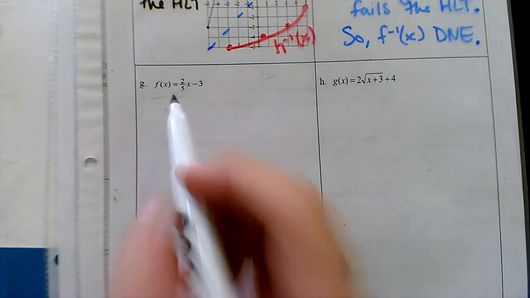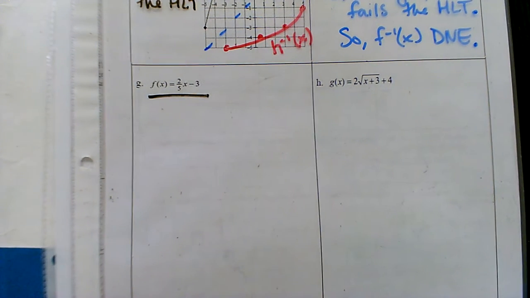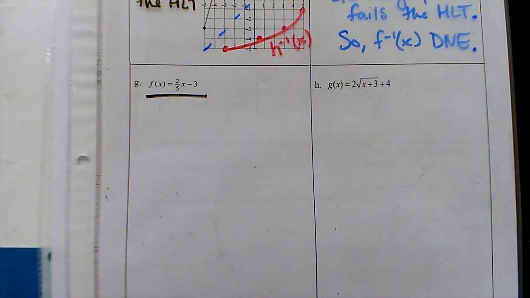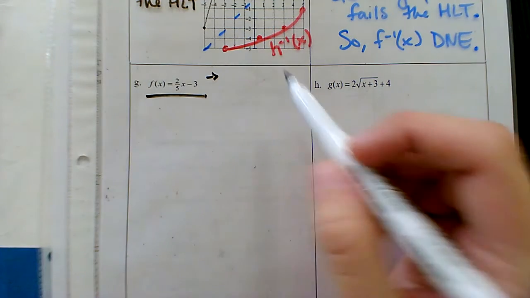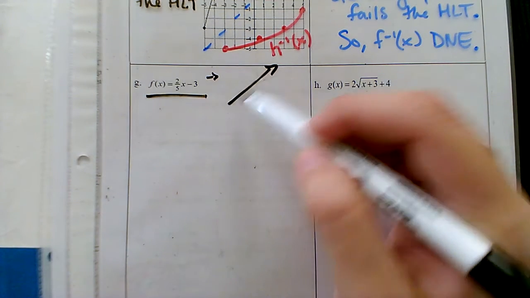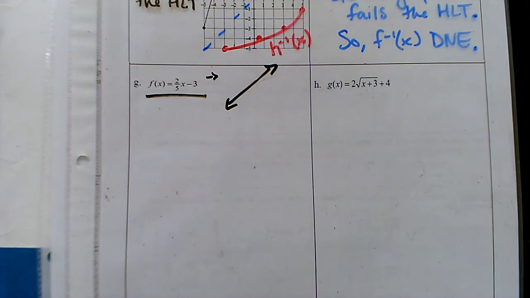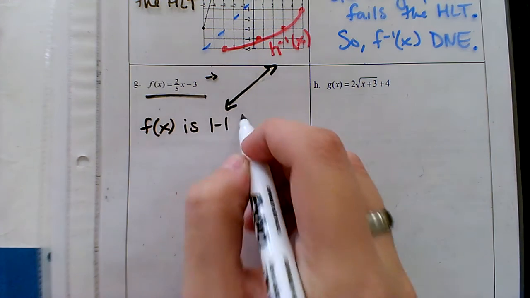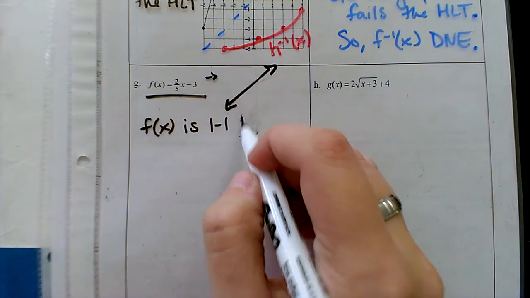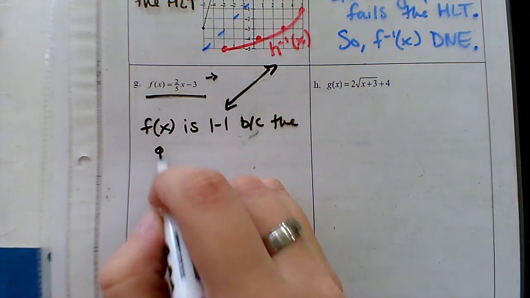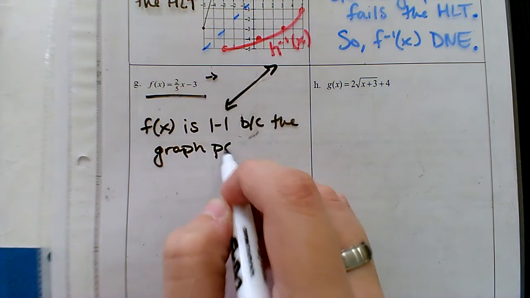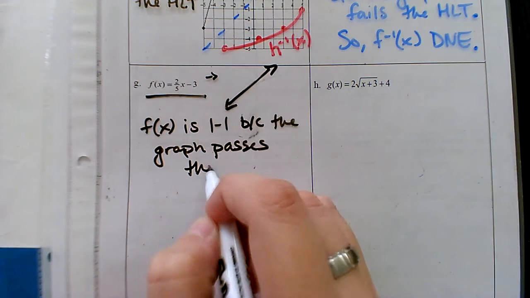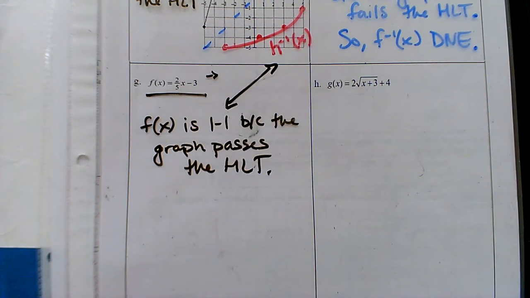All right, let's try another one. What type of function do we have in part G? Can you name it? Linear. So if you graph it, what would it look like? Straight line. Might have some slope to it, sure. Straight line. Does that straight line pass the horizontal line test? Sure does. f of x is 1-to-1 because the graph passes the horizontal line test.